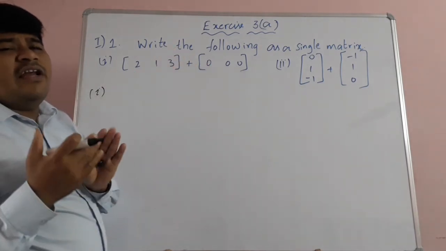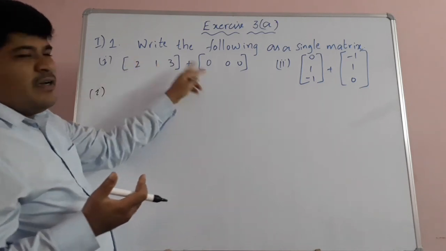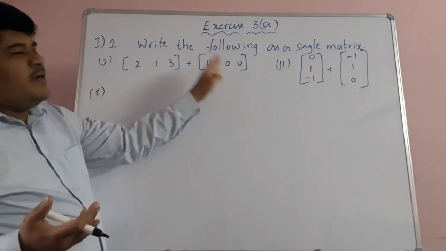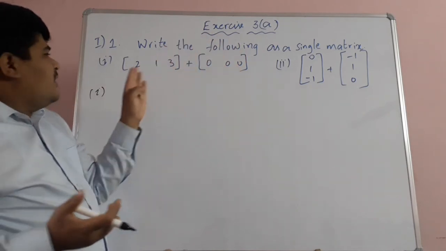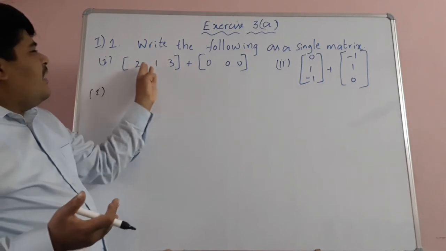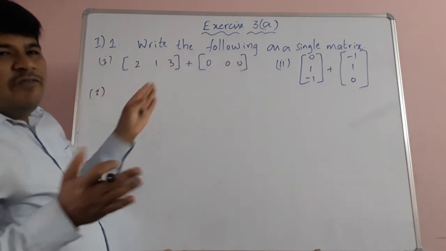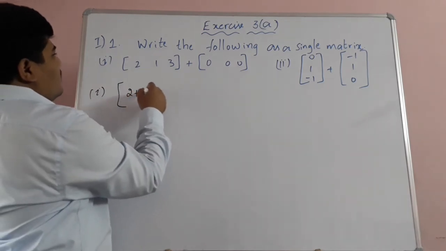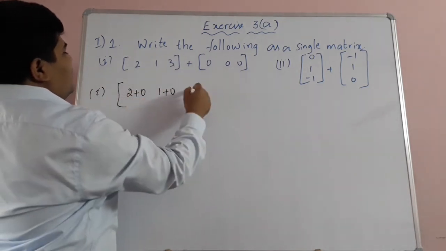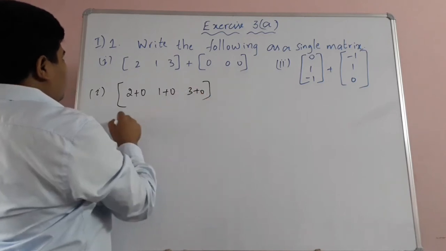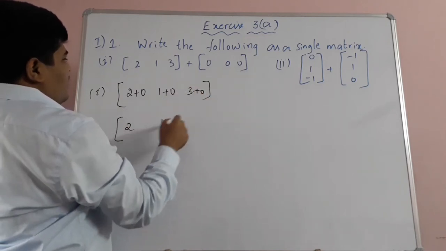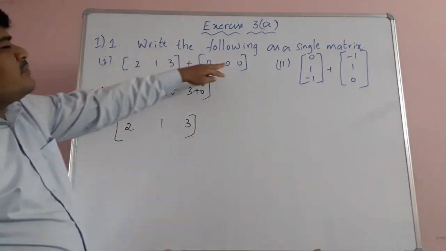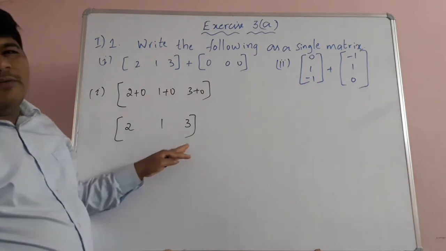In addition, we will add the corresponding elements. It means first row, first element plus first row, first element; first row, second element plus first row, second element; first row, third element plus first row, third element. It means A11 plus B11, A12 plus B12, A13 plus B13. We have to add all the corresponding elements. So 2 plus 0, 1 plus 0, 3 plus 0. What is the answer, children? 2 plus 0 is 2, 1 plus 0 is 1, 3 plus 0 is 3. Its order is 1 by 3, 1 by 3, and the result is also 1 by 3.